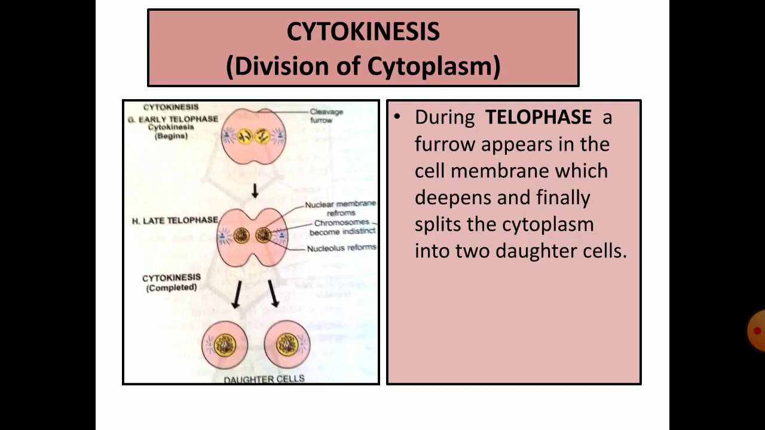Next we come to cytokinesis, that is division of the cytoplasm. As I have already said, in the telophase a constriction appears in the cytoplasm, in the cell membrane. During telophase, a furrow appears in the cell membrane which deepens and finally splits the cytoplasm into two daughter cells. Thus, we have two daughter cells at the end of mitotic cell division. With this, we finish this topic on mitotic cell division.